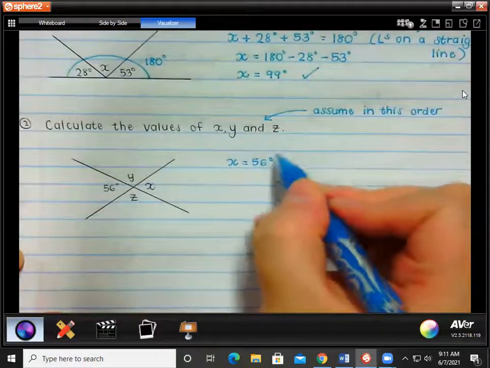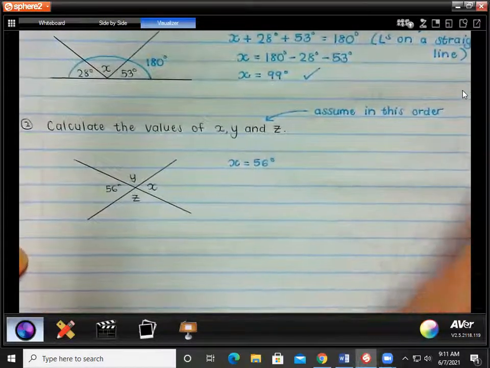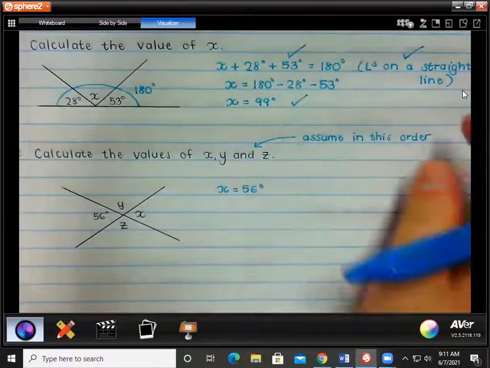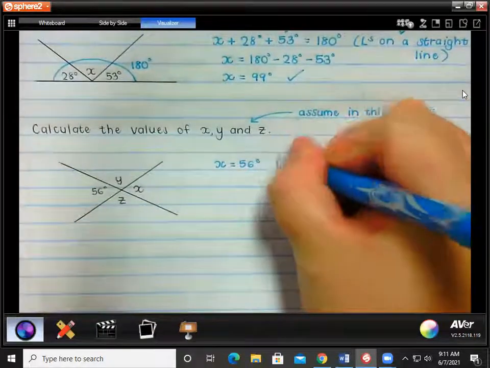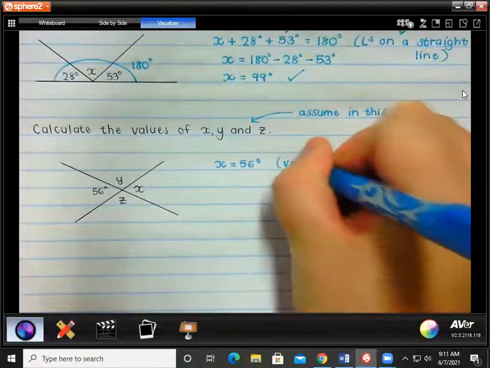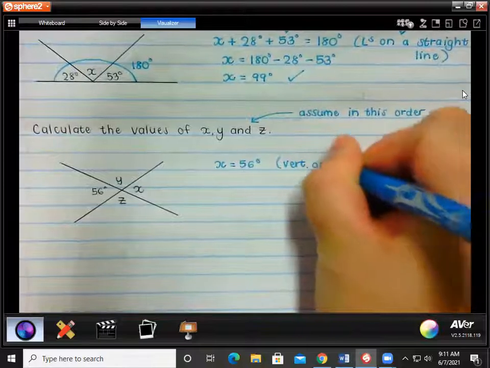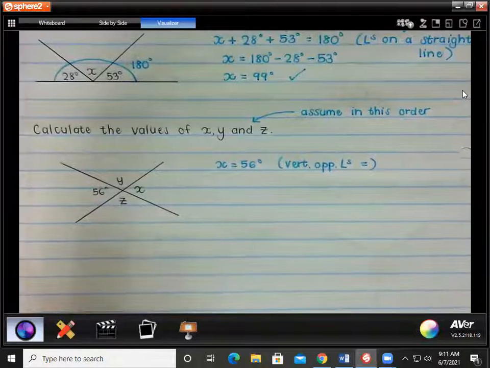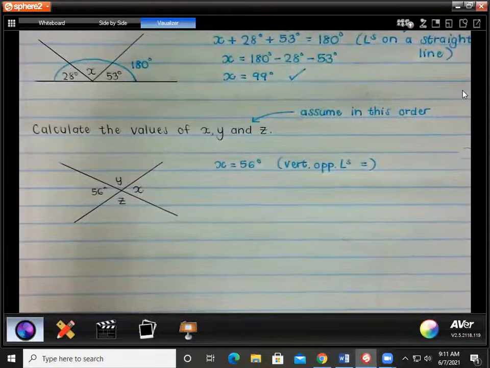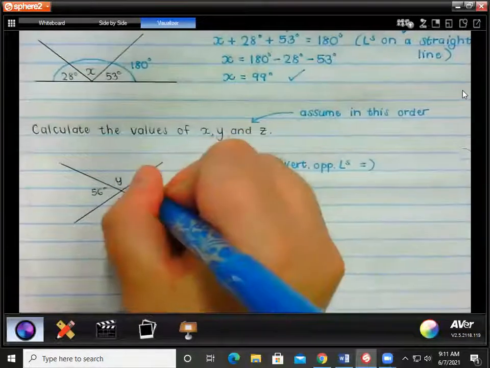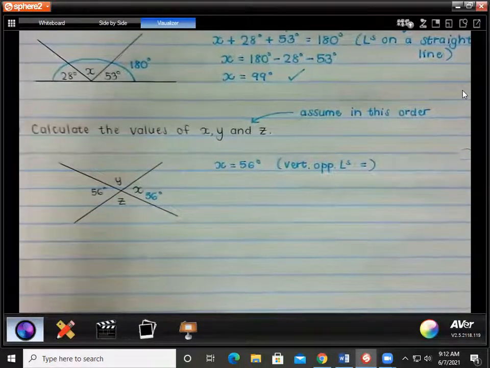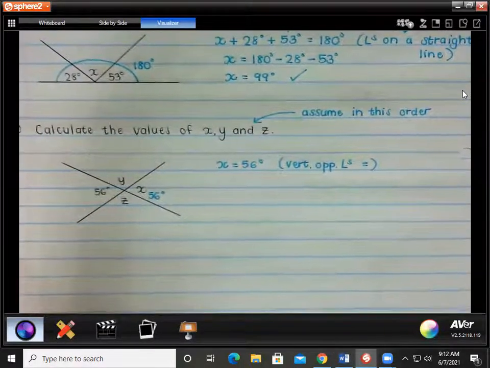Please guys, your answer also always needs to have the degree symbol. If you look at the first question, every time I wrote a value, it had that degree symbol there. That's important. So X is 56, and how did we know that? Vert op angles equal. Make sure that every time you're using one of those rules, you are writing down the reason. Now if you want, guys, you can use your pencil or different colored pen, and you can actually fill that value in on your picture.